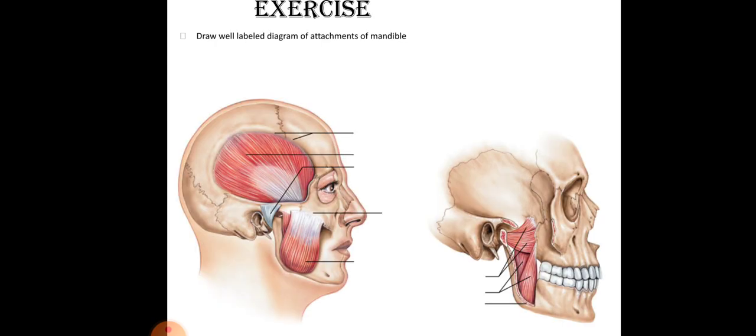Then in the exercise you have to draw this diagram completely, the skull and the muscular attachments, and you have to label all these structures which are unlabeled in this diagram, and this work you should do in your files, and then revise your topic thoroughly and prepare for your exams. And this completes our topic, the masticatory muscles.